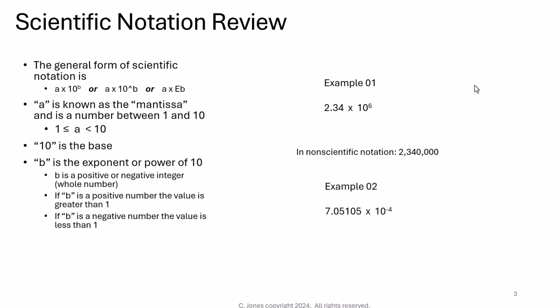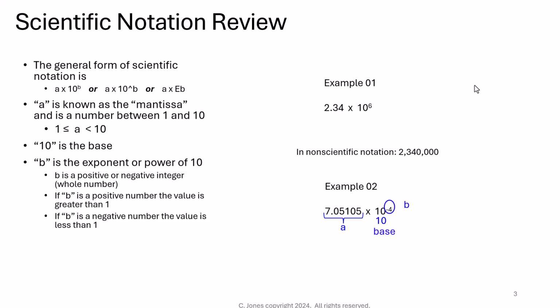In our second example, we have 7.05105 times 10 to the minus 4th. Okay. Again, our mantissa A is 7.05105. 10 is our base, and negative 4 is our power of 10, our B.